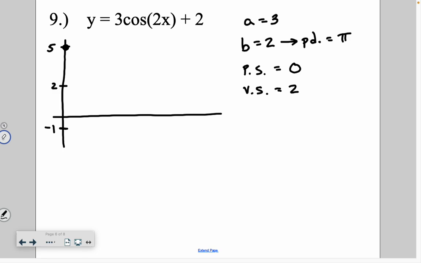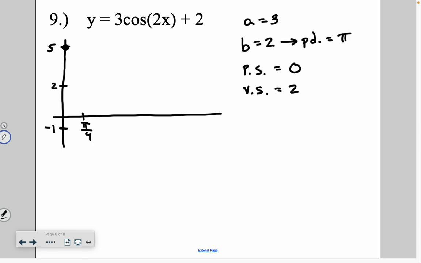And now, just like always, to find all the rest of the points on this wave, take the period, divide it by 4, and just start working your way through the process. Okay? So if the period is pi, that means every pi over 4 is going to be the next important point on our graph. And since I'm starting at 0, I don't have to worry about a common denominator or anything. So let's say we put here pi over 4.